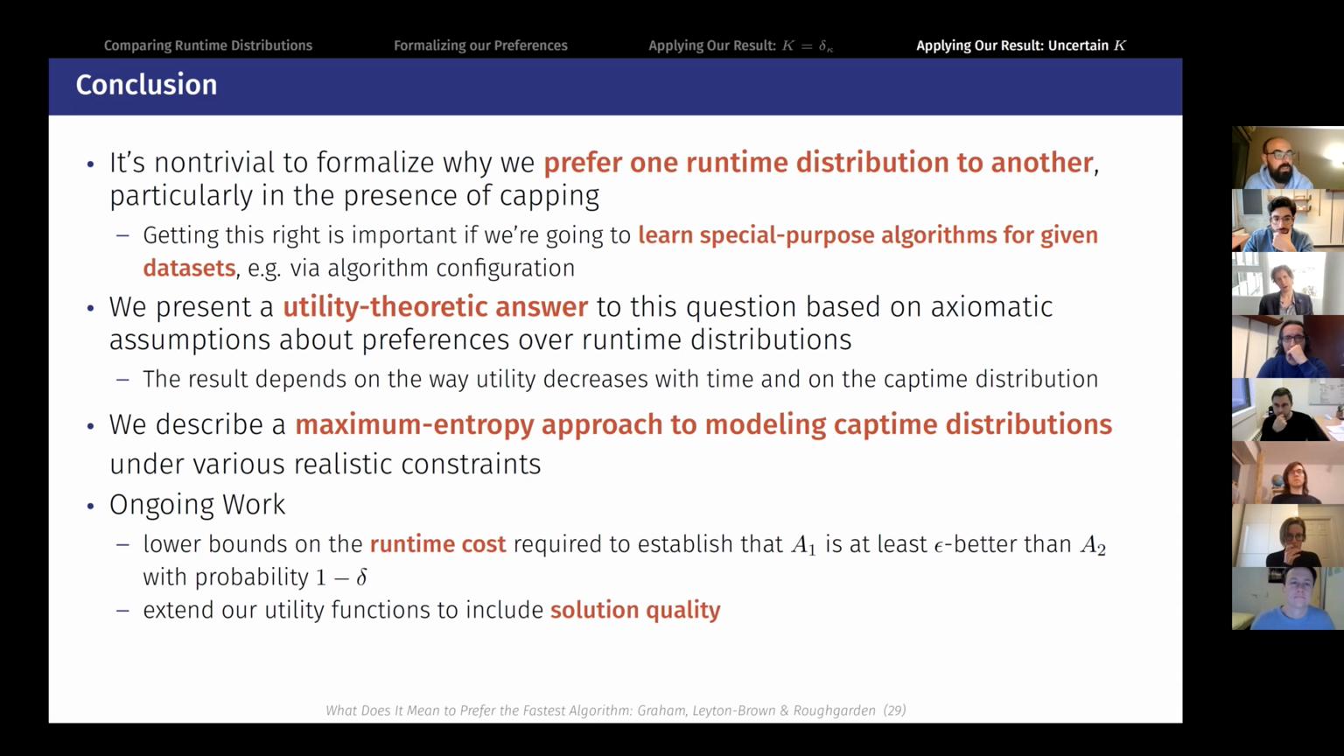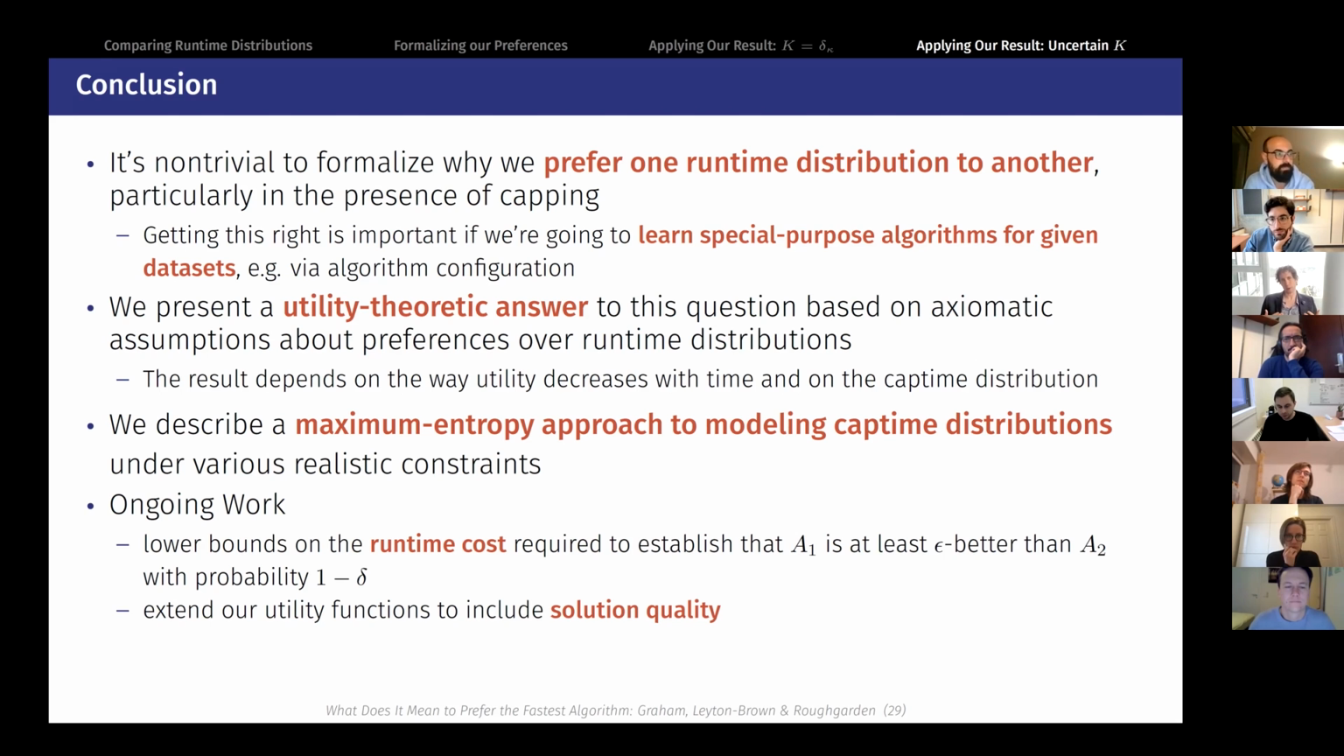So I'm interested in deriving lower bounds on the runtime cost for essentially the statistical test of saying, I like A1 better than A2. Notice that everything that I did in the work today presumed that the runtime distributions of A1 and A2 are known, and that it's just a matter of figuring out, do I like A1 better than A2? But of course, in real life, I never know two runtime distributions. Instead, I sample from A1 and A2 to get estimates of their runtime distributions.